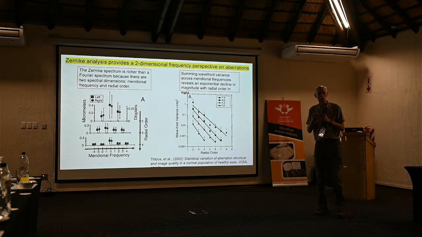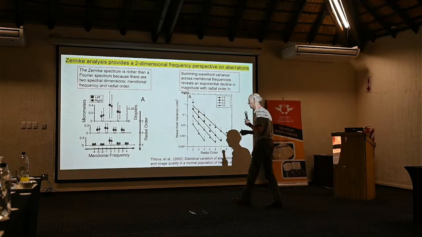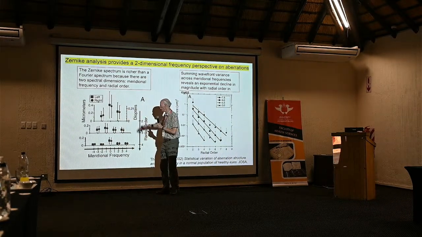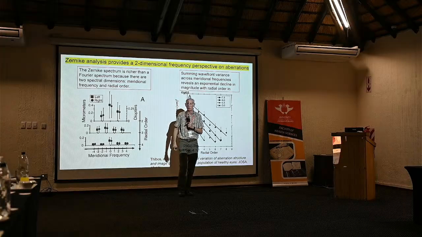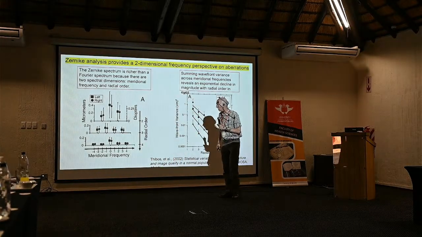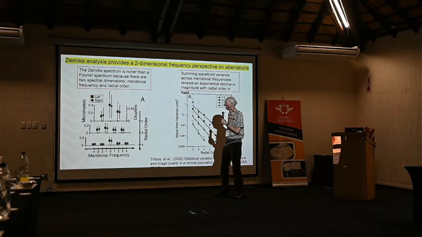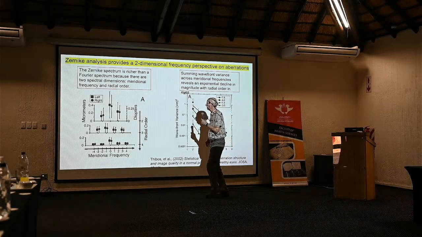But our frequency domain here is a two-dimensional domain. It's not just the one-dimensional domain of Fourier analysis where you talk about radial frequency. You have to divide it up into different orders as well. So this is the other dimension of the frequency domain. And so when you plot out data like that, you're asking yourself, in a population of normal, well-focused eyes, where's all the energy going in these wavefront error functions?